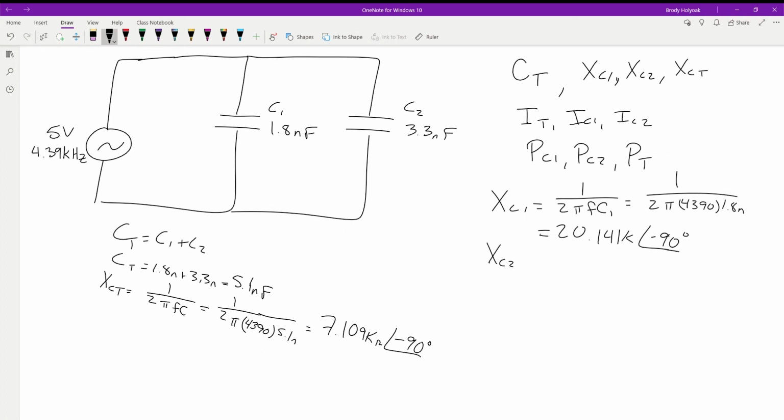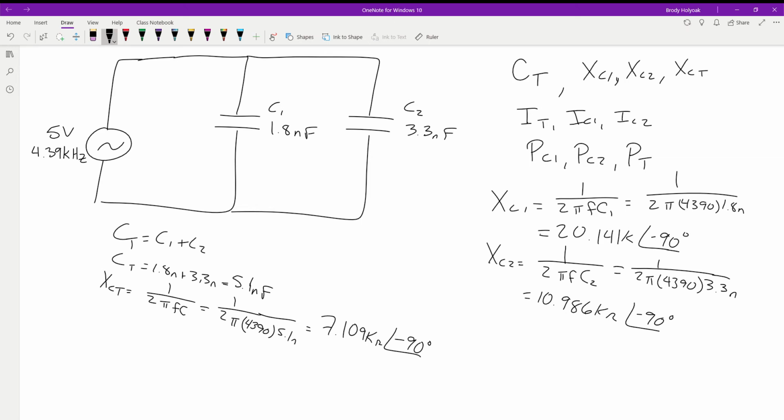X of C2, we're going to find the same way, same formula. Only we're going to use capacitance 2 for it. So we have 1 over 2 pi times 4390 and 3.3 nano. What value do we get here? How much? 10.986 K. At negative 90.